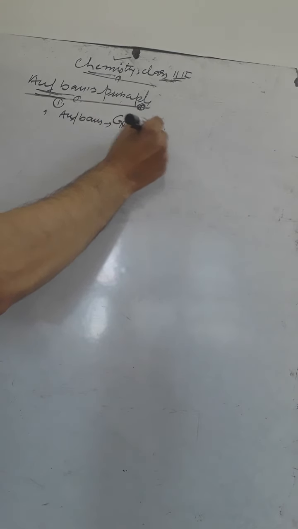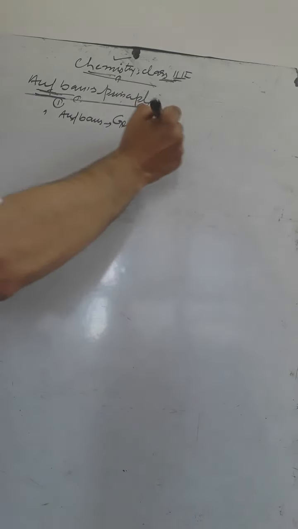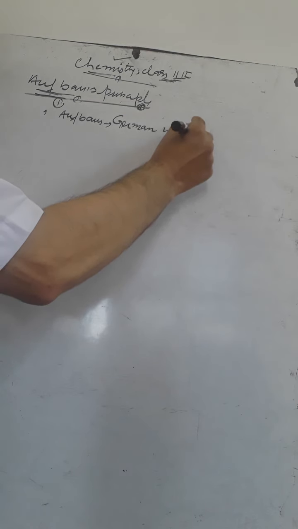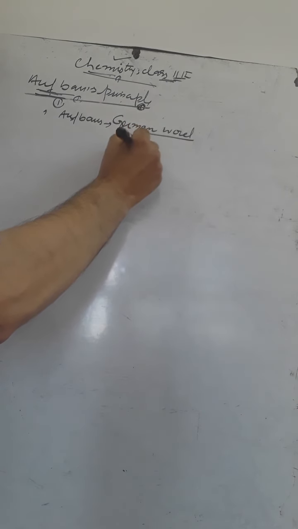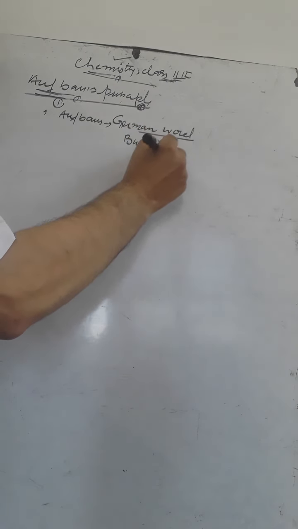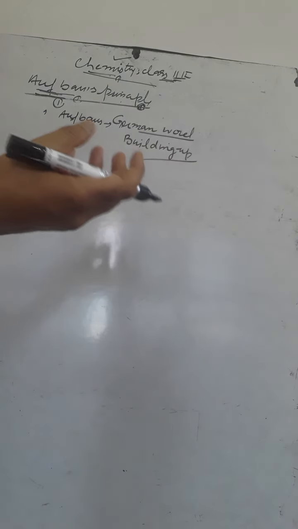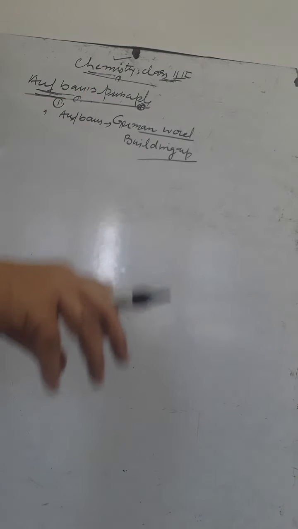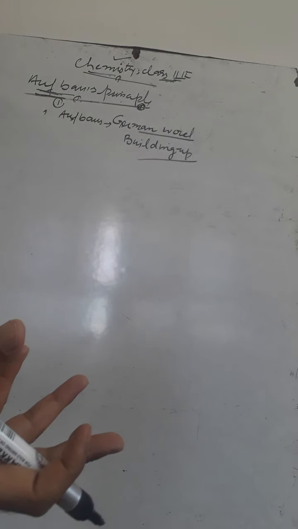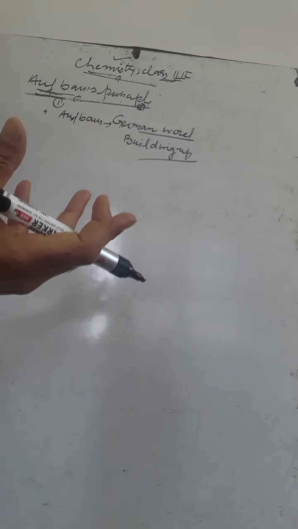First, let us know what Aufbau is. Aufbau is a German word meaning building up. That is, how to build up the orbitals. That's why I can say this principle is related to the filling of electrons in the orbitals. How the electrons get filled in the orbitals, and for that purpose we should know Aufbau's principle.